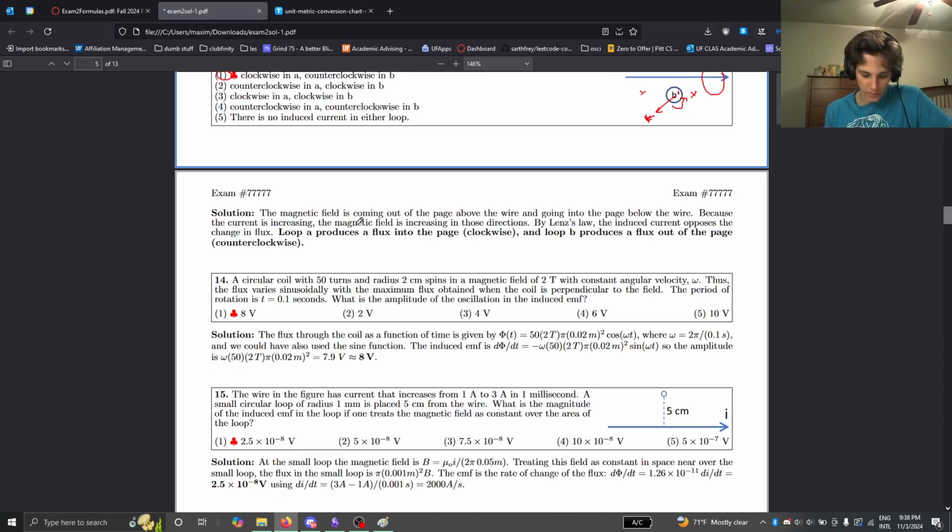Okay, coils. So we have a coil. Oh yeah, this is the one where it's like 50 turns, radius 2, spins in a magnetic field. I have no idea how they want me to visualize it spinning. I don't really care. Honestly, we got formulas. That's all we need. So it says that the flux varies sinusoidally because it's rotating against the magnetic field.